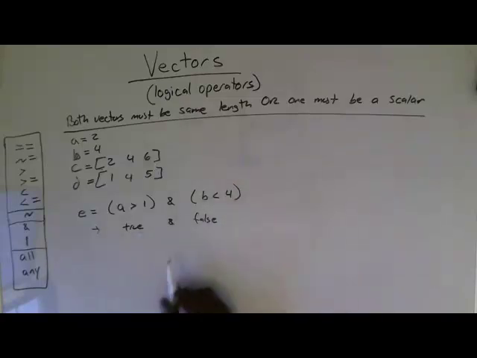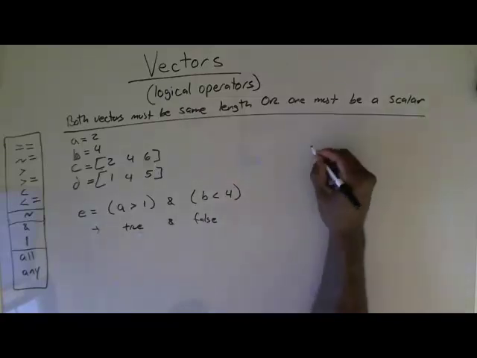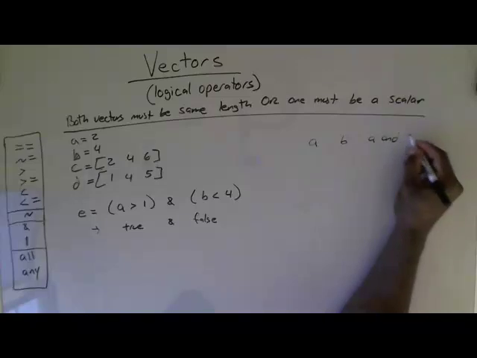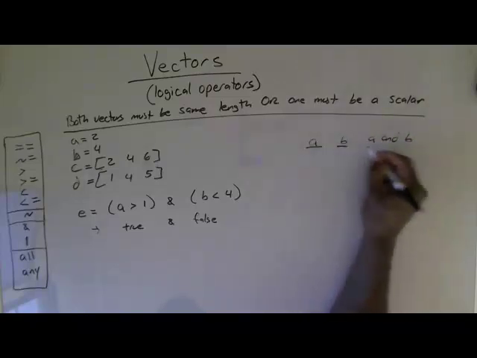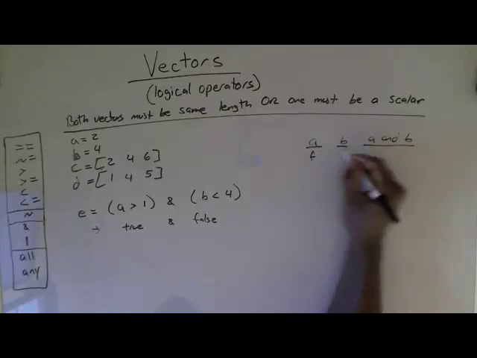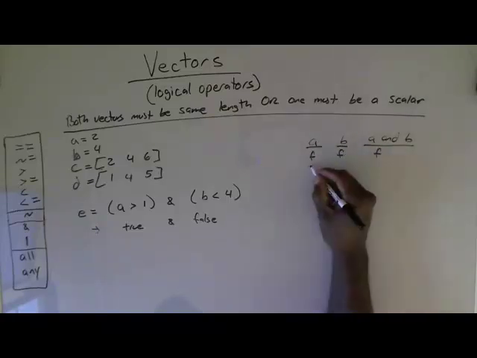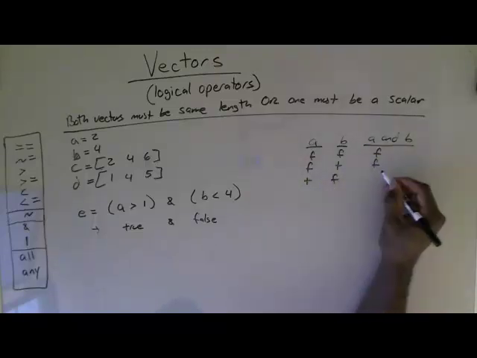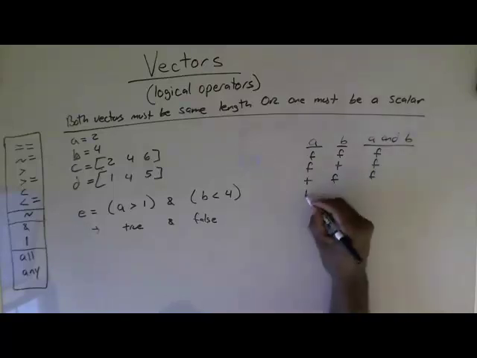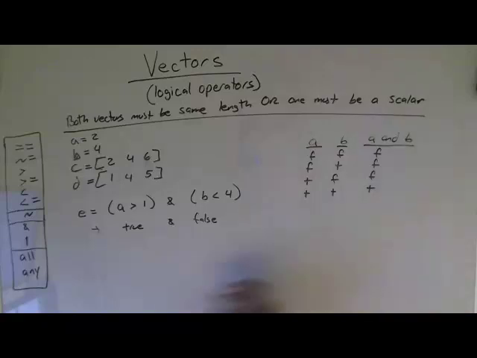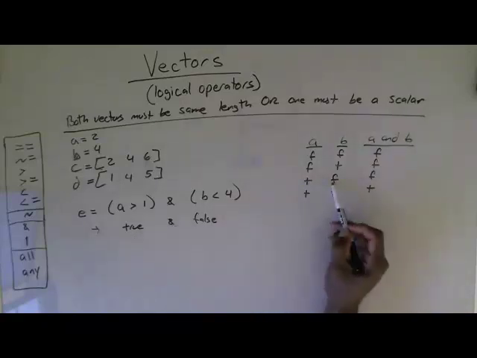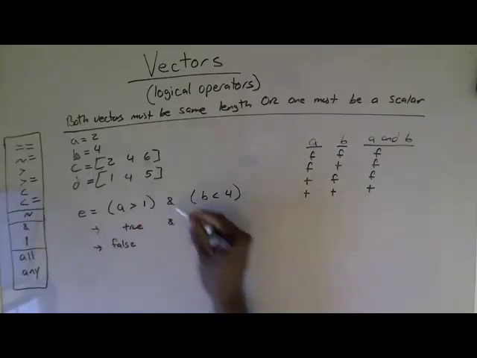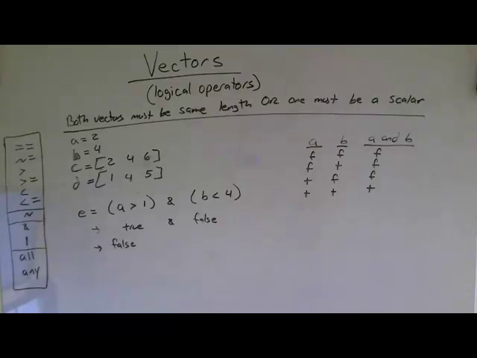So true and false, if you remember our truth table, and I'll do it very quickly over here. A and B. If you have false, false is false, false, true is false, true, false is false, and true, true is true. So this is true and false. So true and false is false. So your result here of this combination, this and statement, would be false.